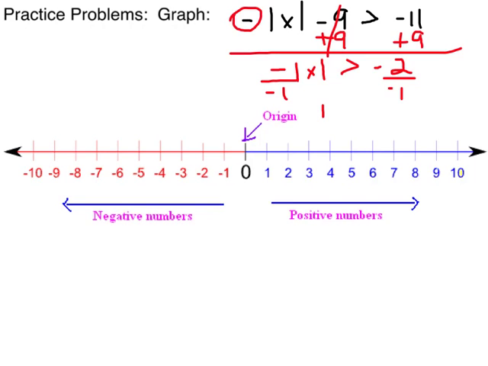And then we have the absolute value of x is less than 2. So because it's not equal to, we're going to put open circles on both 2 and negative 2. And it will encompass everything in between those two as our solution set. Don't forget to reverse your sign.